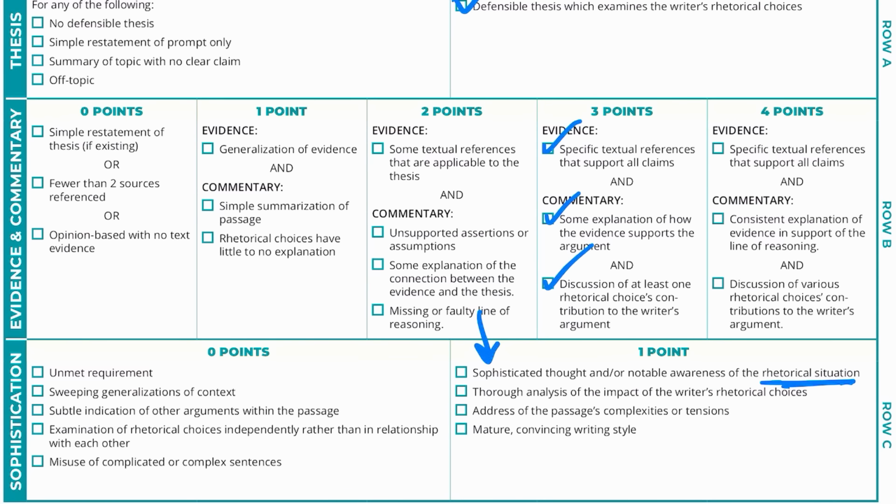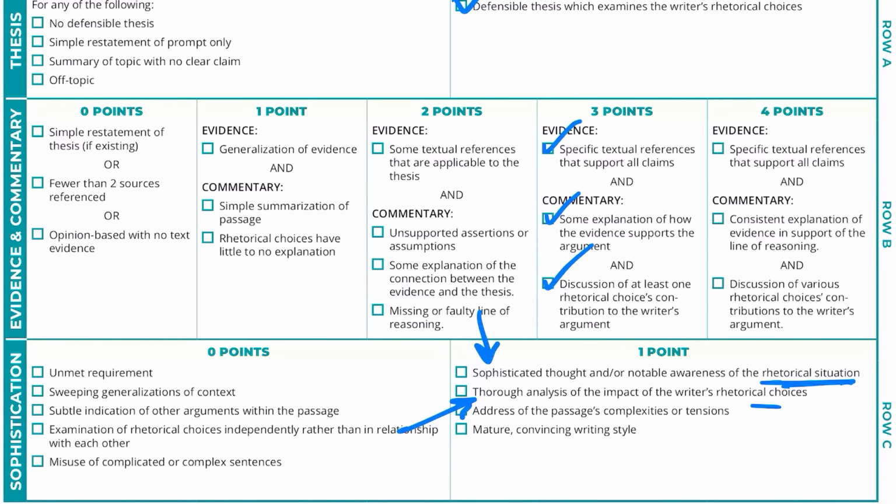Let's take a look at the second bullet point. It says thorough analysis of the impact of the writer's rhetorical choices. So the writer uses the word cheap in the third paragraph. What's the impact that that might have on the person who's reading this letter or listening to this speech? How does it help the author fulfill her purpose?